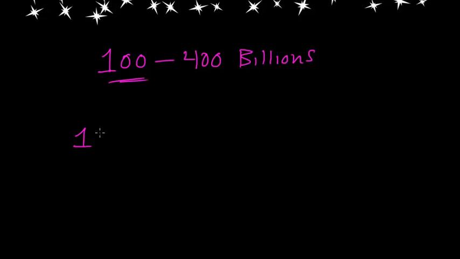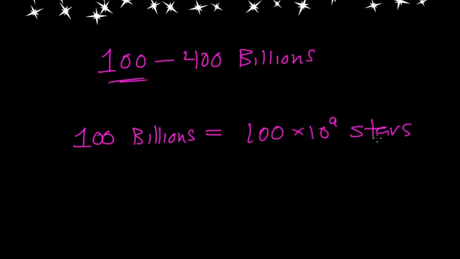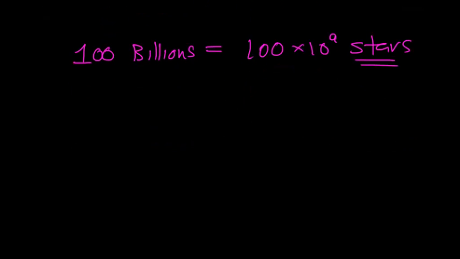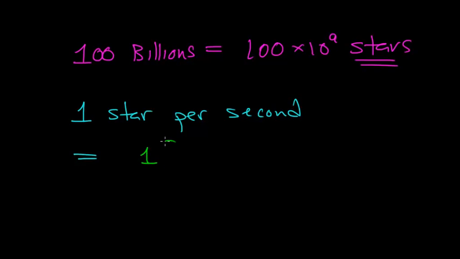So if there's 100 billion stars, that's equivalent to 100 times 10 to the ninth stars, stars being the objects that we're going to count. Now we're going to make an assumption. What if we can count one star every single second? So that is, we count one star per second. This is really our rate, the rate at which we're going to count stars. That's our rate that we're counting the stars at.